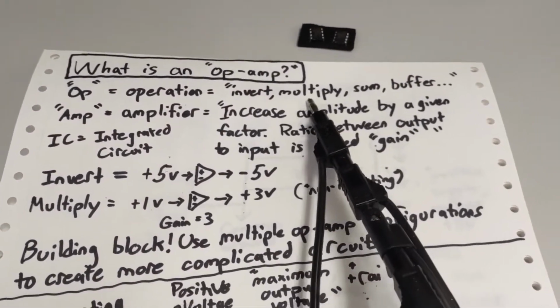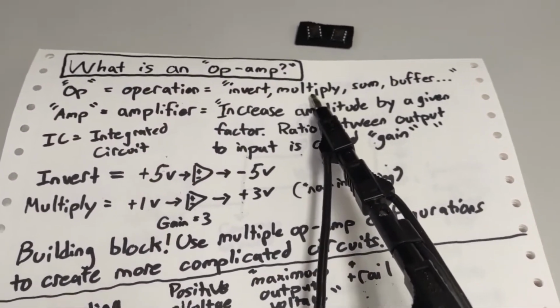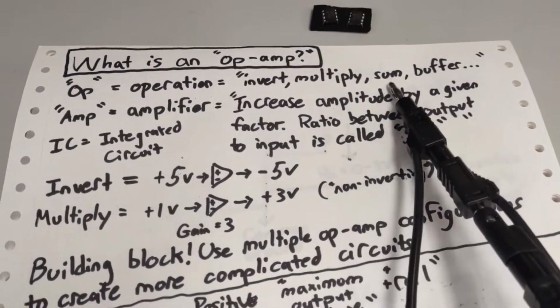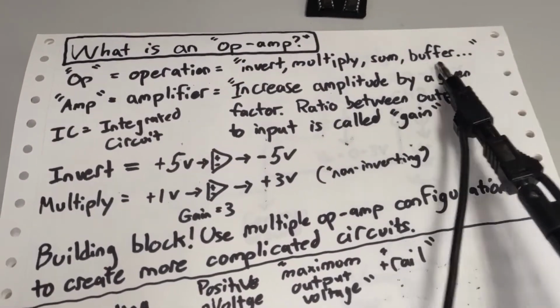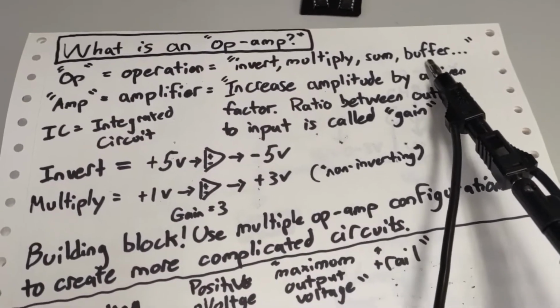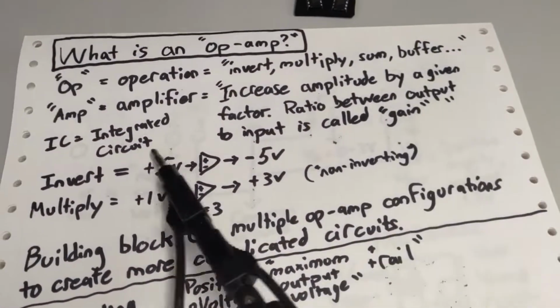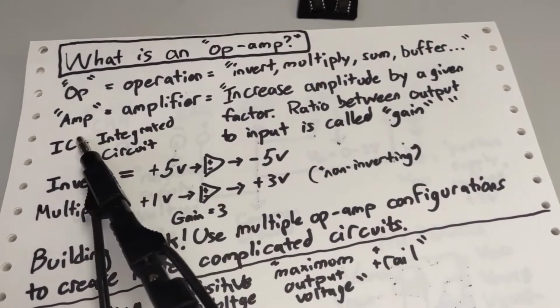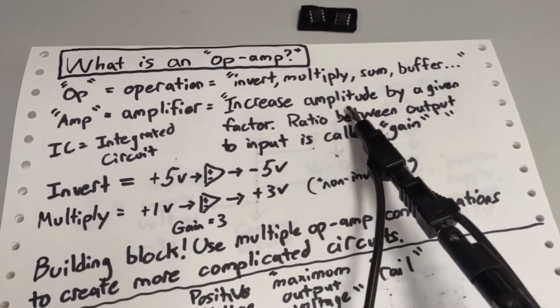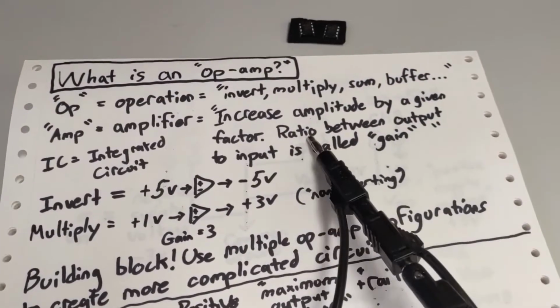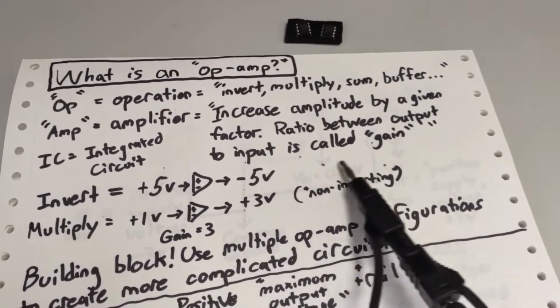Maybe you want to take an input signal and multiply it by some number. Maybe you want to sum multiple voltages together. Maybe you want to buffer the input voltage to another location on the output. The amplifier part, amp, means to increase the amplitude by a given factor. So the ratio between an output to an input is called the gain.